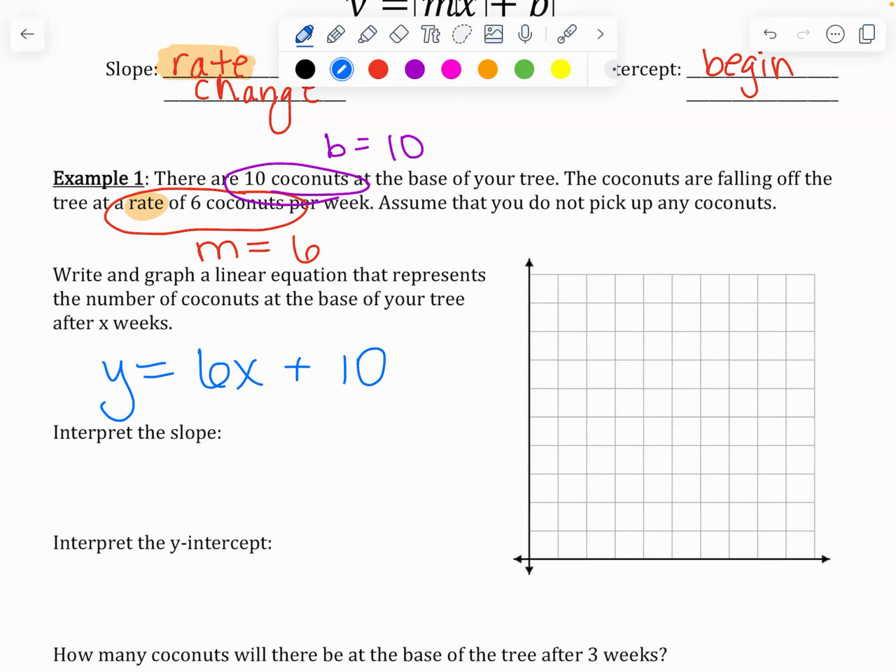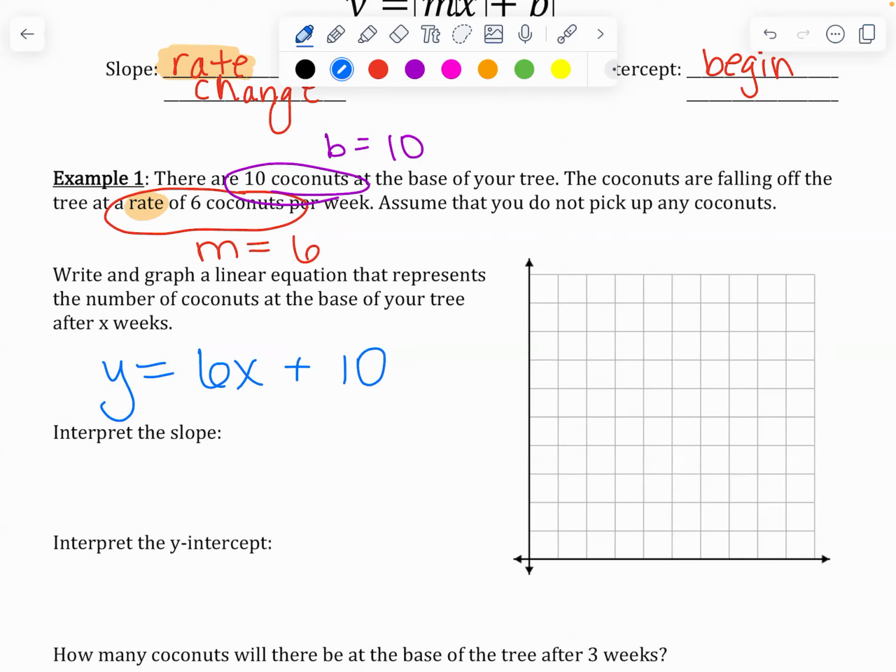Okay, now here's something that's kind of cool, I think. We do not have to count the x-axis the same as the y-axis. So it says x means weeks. So here's our x-axis. Whoa, hold on. Why do I only have the first quadrant here for you? It's gonna go up. Are we gonna have negative weeks? No. Are we gonna have negative coconuts? No, so we just have the first quadrant, okay?